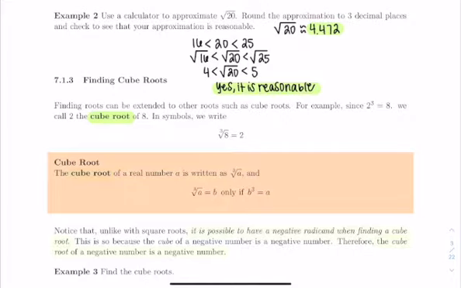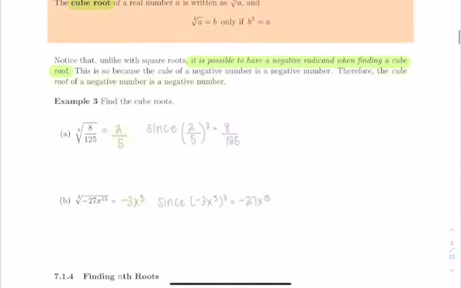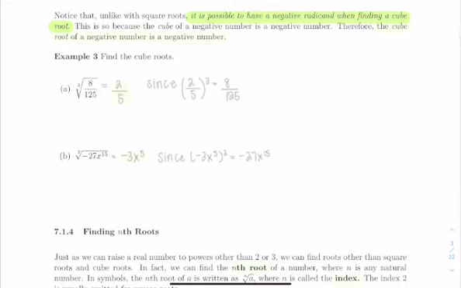The cube root of a real number, a, is written as the cube root of a, and the cube root of a is equal to b only if b cubed is equal to a. Notice that unlike with square roots, it is possible to have a negative radicand when finding a cube root. So this means that the underneath piece of our radical symbol can be negative, unlike with square roots. And this is so because the cube of a negative number can give me a negative number. So the cube root of a negative number is just a negative number.